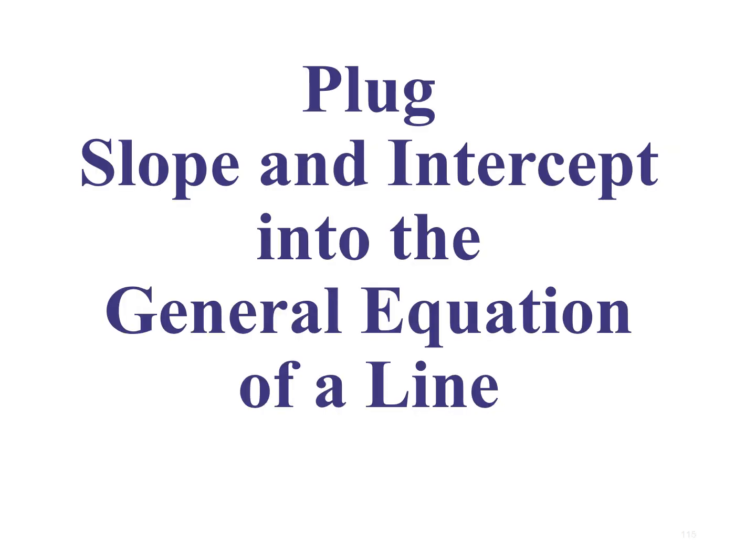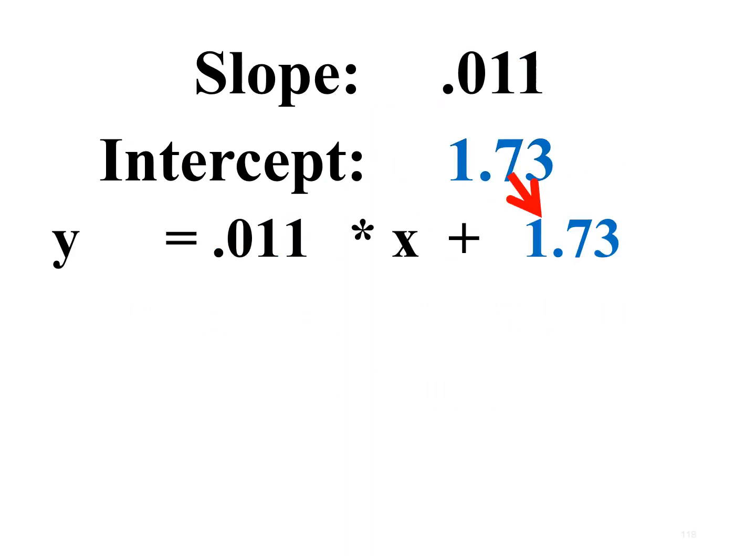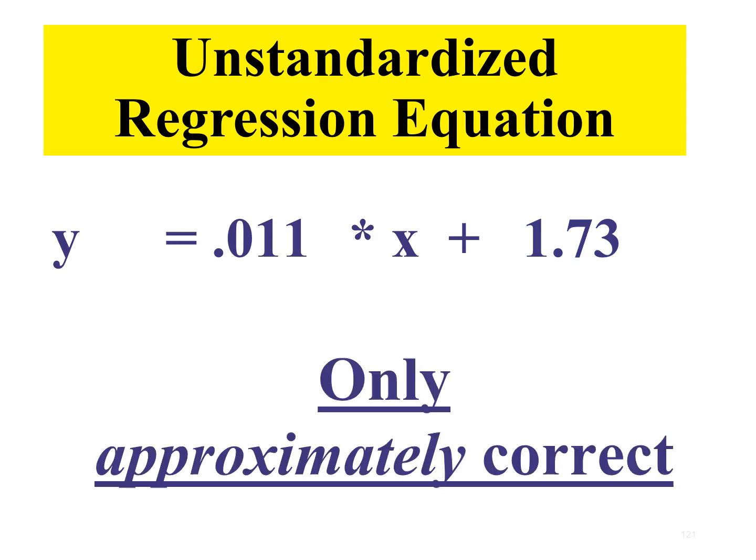So now that we have our slope and our intercept, we just plug in the values into the general equation of a line. So we have a slope and we have an intercept, and we just plug in the values. And we have the unstandardized regression equation. Now you need to understand that this is just an estimate, so it's only approximately correct.